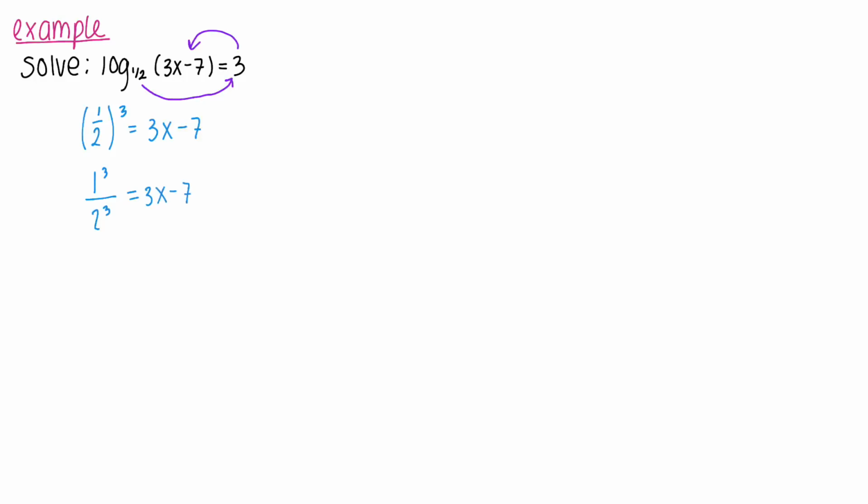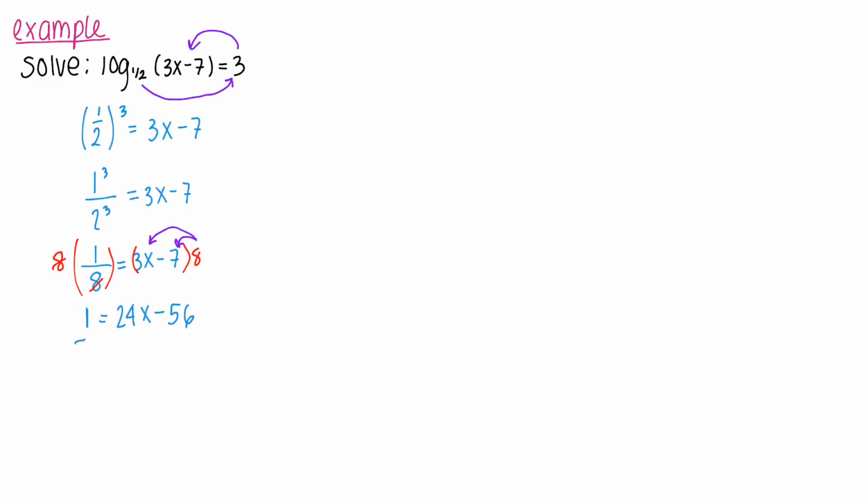Equals 3x minus 7. 1 cubed is 1, 2 cubed is 8, equals 3x minus 7. To cancel out the denominator, I'm just going to multiply both sides by 8, and that will cancel here. We'll just be left with a 1, and then distributing the 8, I get 24x minus 56.